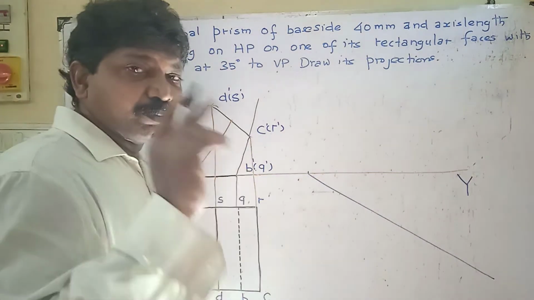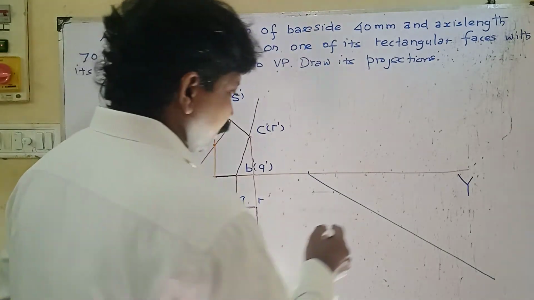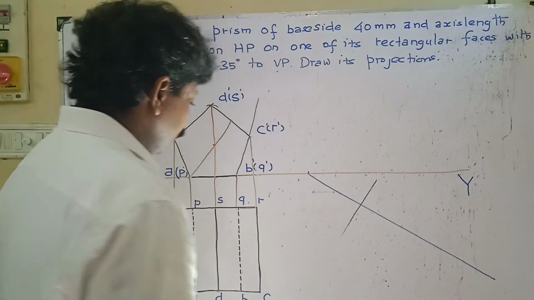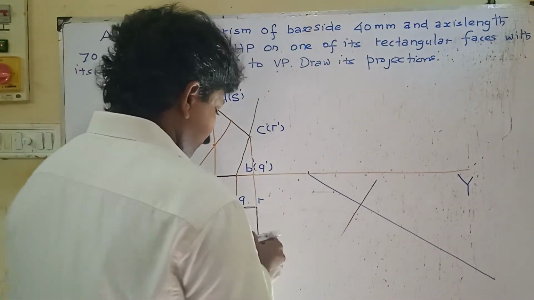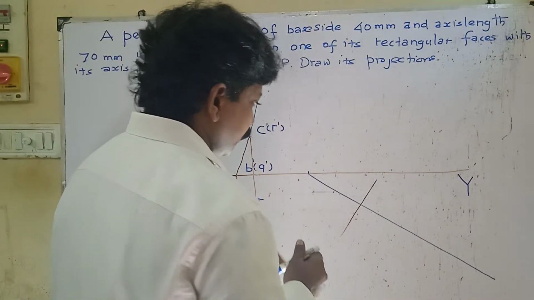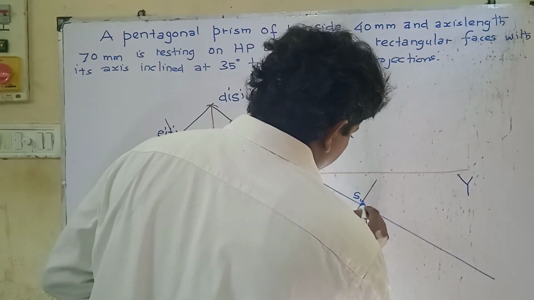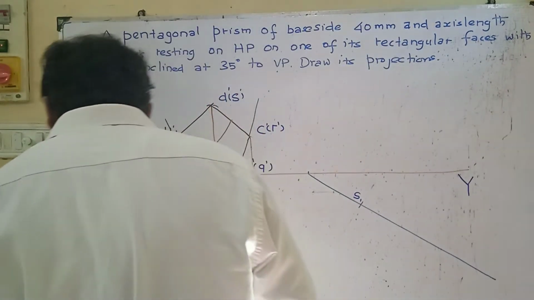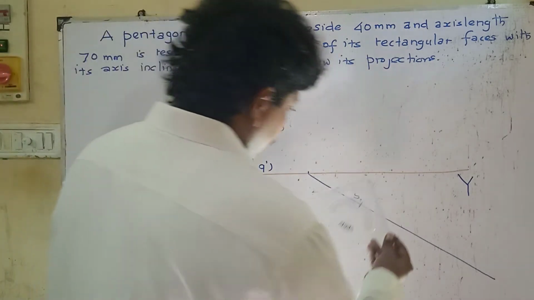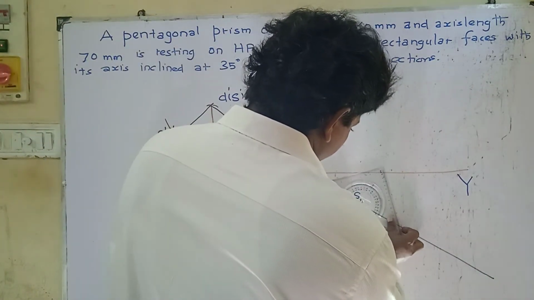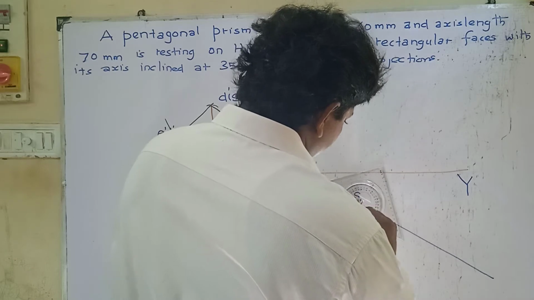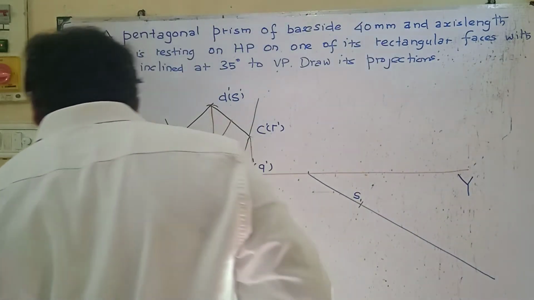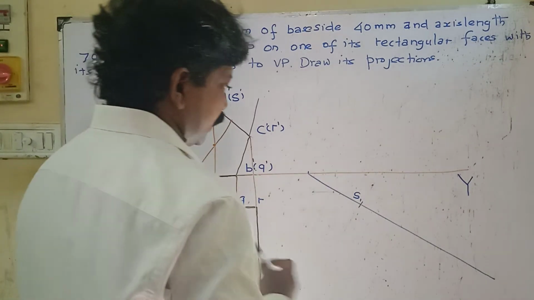The base is always perpendicular to the axis line. So draw a perpendicular line. The first point, S1. This line is perpendicular to the inclined line, perpendicular to the 35 degree inclined line.